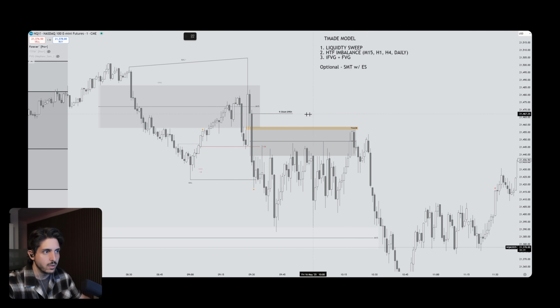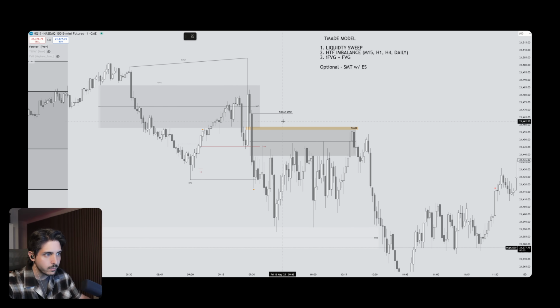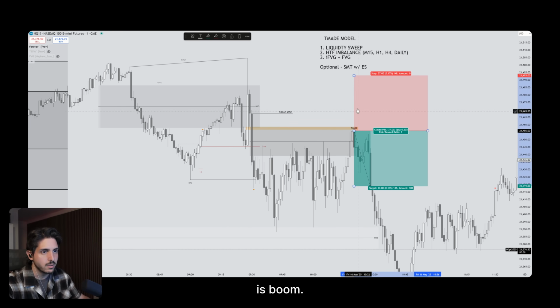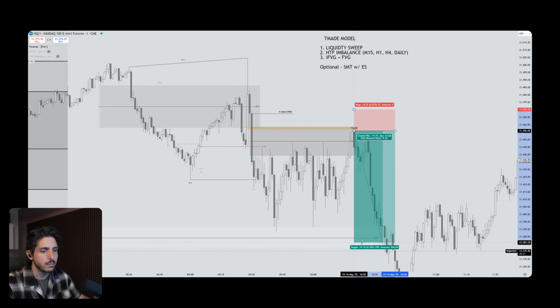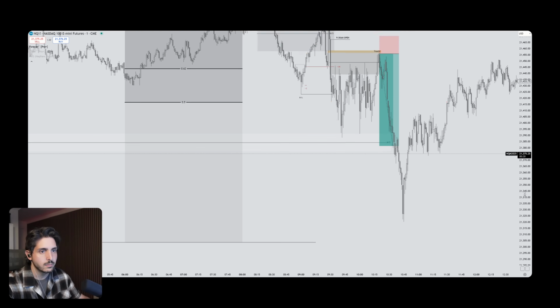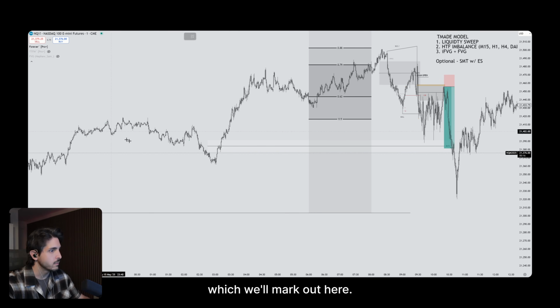I always use the top of the middle candle that creates that inversion. So I would use this high here, which is also 9:30 open, right? So my entry is boom, stop right there. Okay. And I'm targeting what? I'm targeting Asia lows, which we'll mark out here.